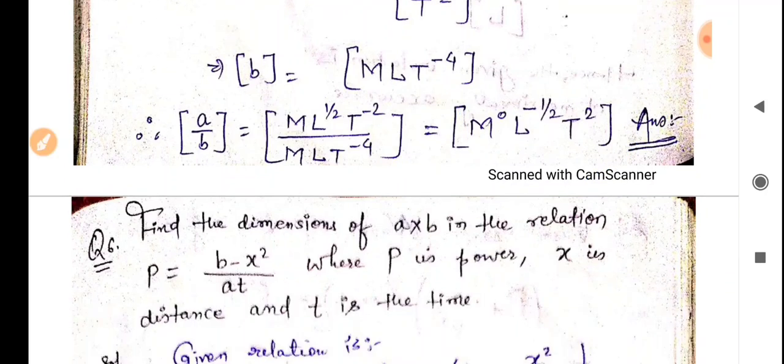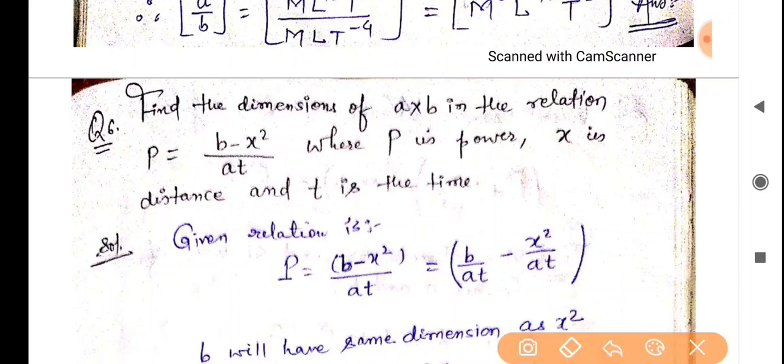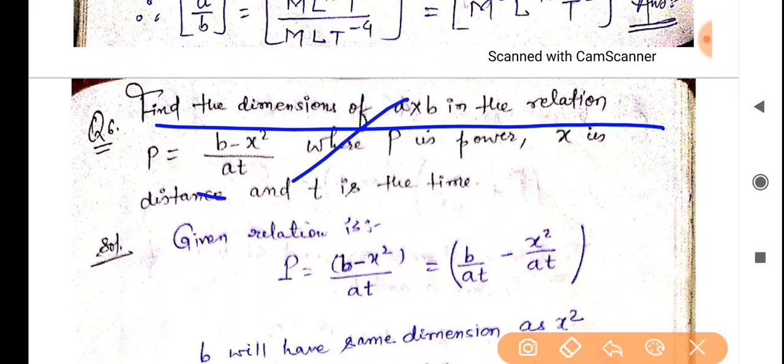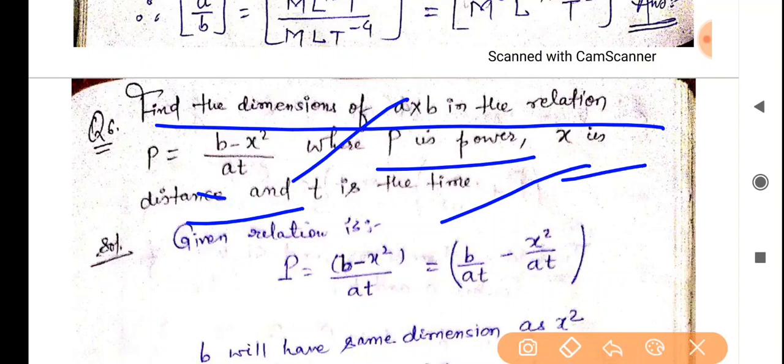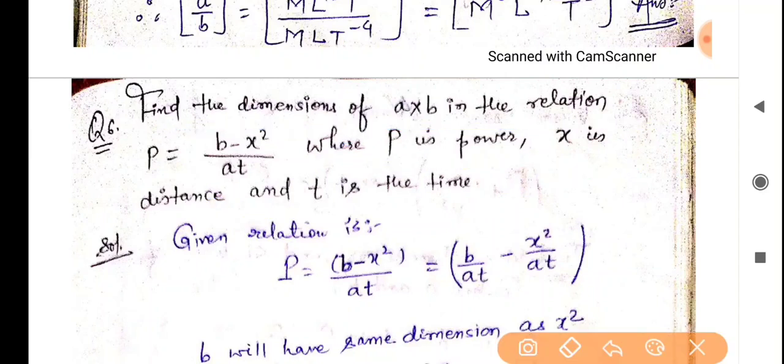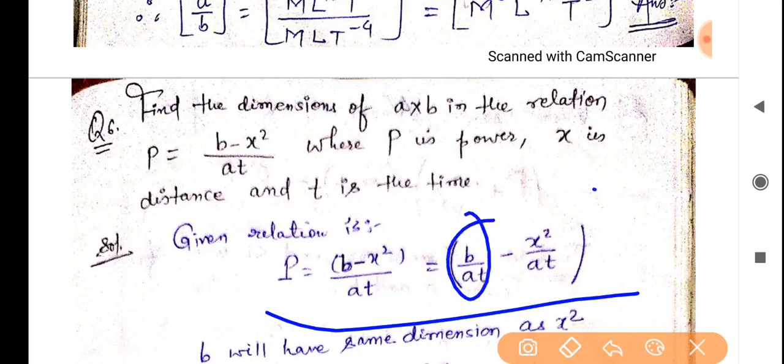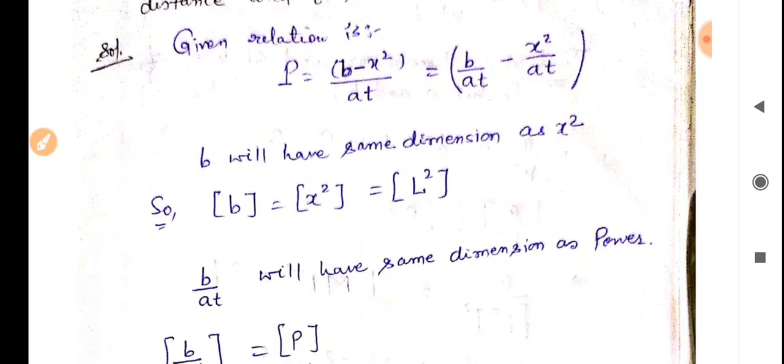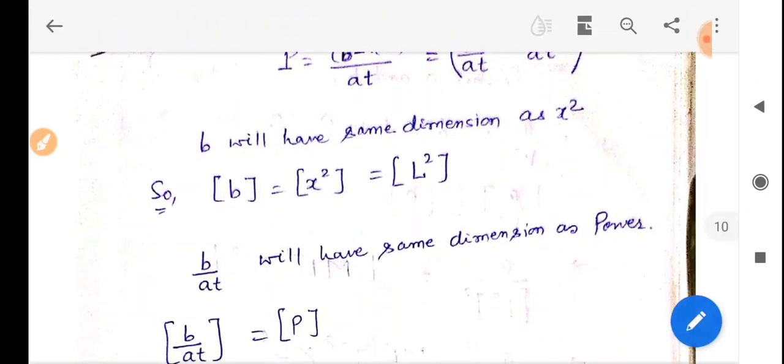Next question is, find the dimensions of A into B in the relation power P equals B minus X square divided by AT, where P is power, X is distance and T is time. So dear students, the given relation is P equals B minus X square whole divided by AT. On separation, B by AT minus X square by AT, we can write like this. So this is also power and this is also power. You can use this concept in a similar way.